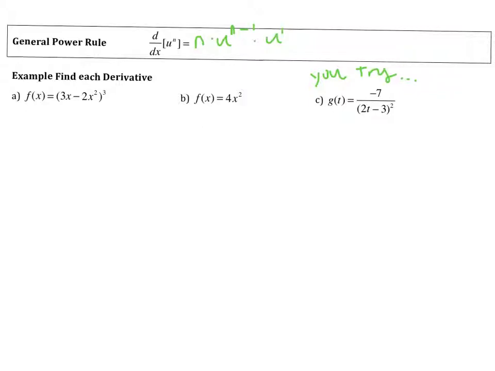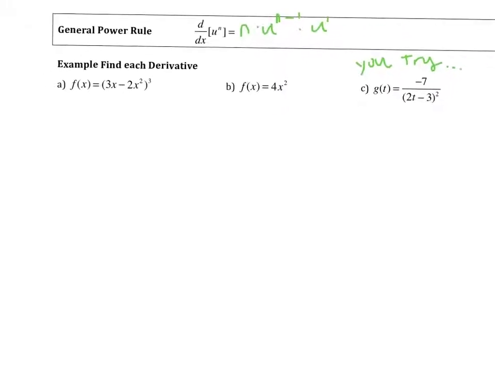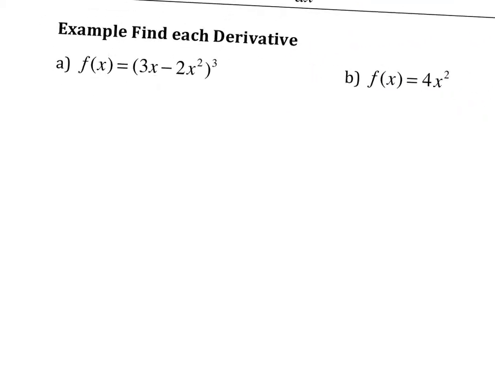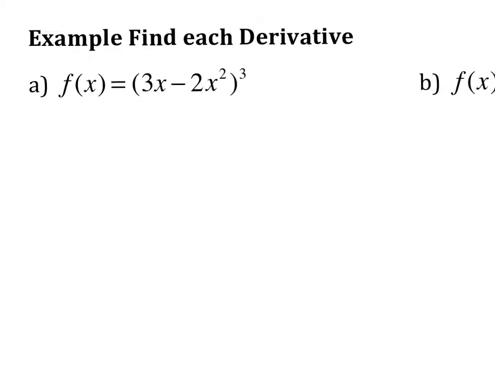Okay, let's go ahead and go down to example number 1 down here, example A. We're going to find each derivative using the power rule. The first thing we need to do is find our u. U is going to be equal to what's on the inside, what's being raised to the power. So we have 3x minus 2x squared, and then u prime is equal to 3 minus 4x.